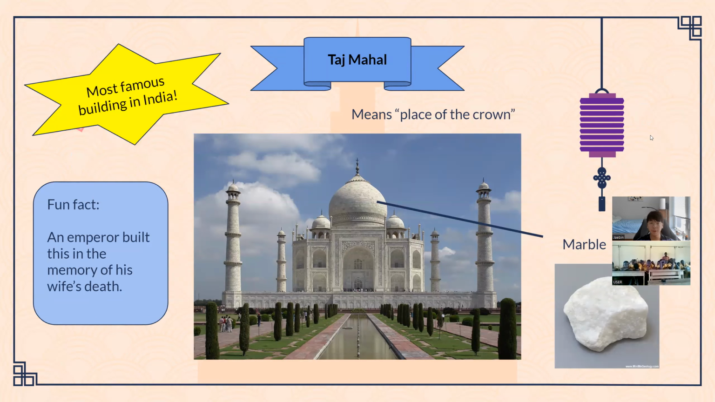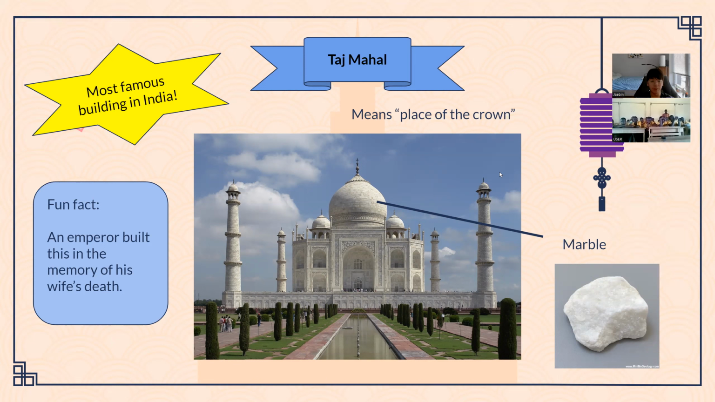Another famous building that I would like to note about India is the Taj Mahal. It is really famous, and it's actually the most famous building in India. Taj Mahal means the place of the crown. This is because an emperor built this in memory of his wife's death. This is basically a place for the emperor's wife. And you guys can see that it's made out of white marble. It's really big and beautiful.